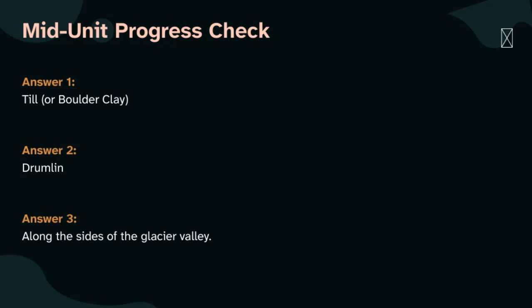Let's check the answers. Question 1. The unsorted material deposited by a glacier is called till or boulder clay. Question 2. An elongated, teardrop-shaped hill of glacial till is a drumlin. Question 3. A lateral moraine is found along the sides of a glacier valley. Well done. These features matter today because human activity often takes place on or around these glacial landscapes.